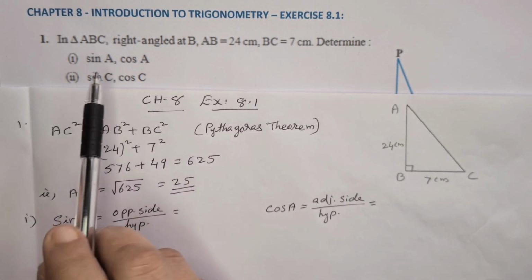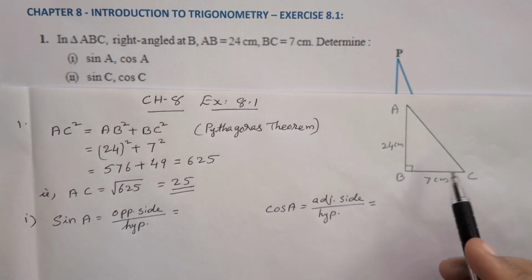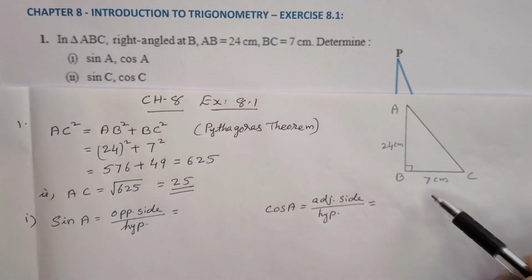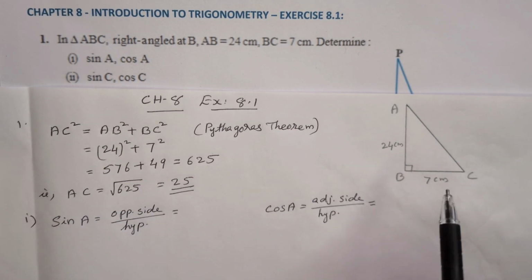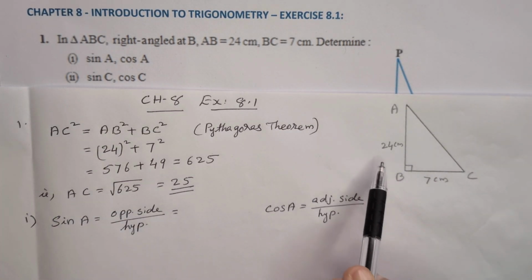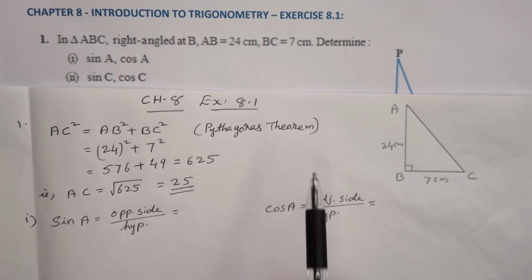Exercise 8.1. First question. In triangle ABC, right angled at B, AB is equal to 24 cm, BC is 7 cm. Determine sin A, cos A. For that, first we have to find the third side, the hypotenuse. These two sides are given. It's a right angle triangle, so we can apply Pythagoras theorem.